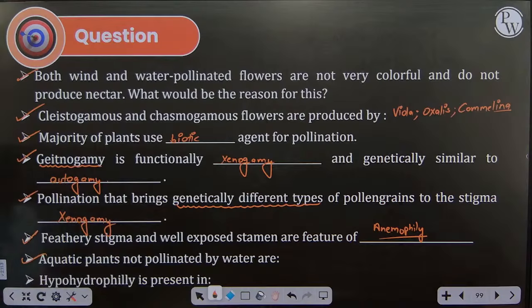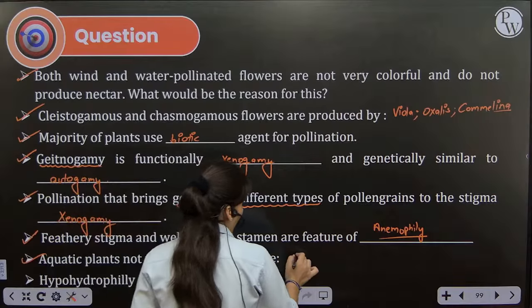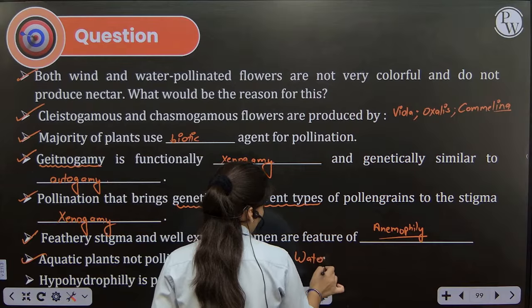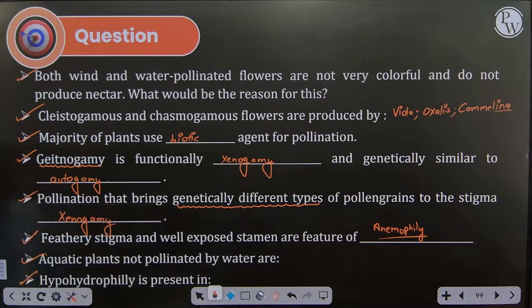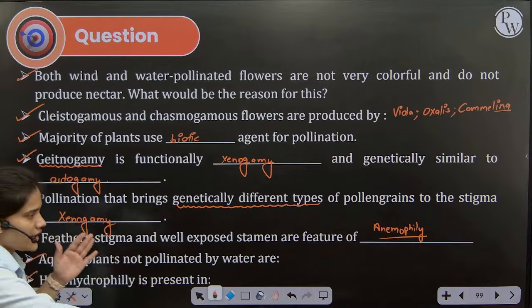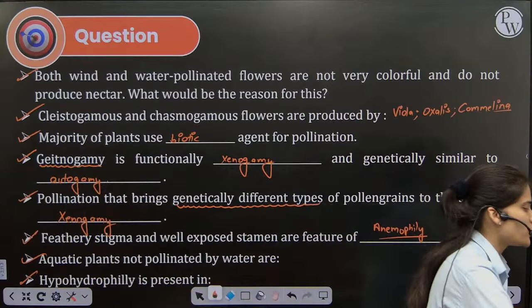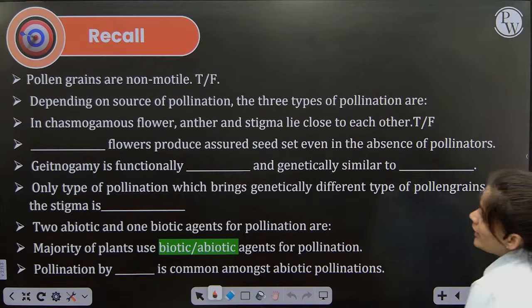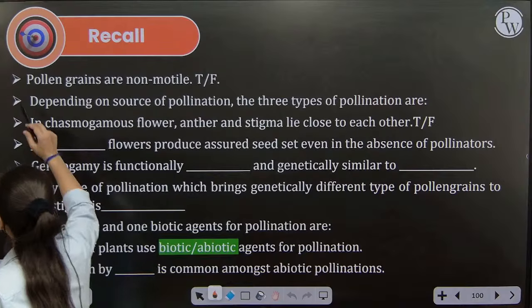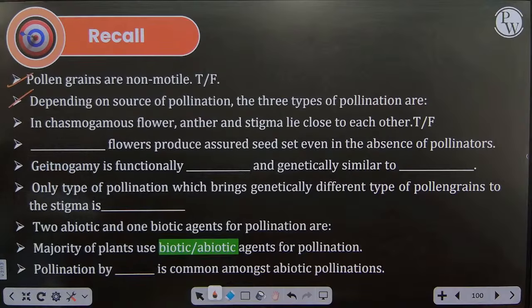Aquatic plants, they are not all pollinated by water. What are those plants? Example, water hyacinth and water lily. Next, hypohydrophily is present in, what is hypohydrophily? Pollination inside the water. It is present in the case of Zostera, seagrass. Next, pollen grains are non-motile. Is this statement true or false? True. Depending on the source of pollination, there are three types of pollination: autogamy, geitonogamy and xenogamy.